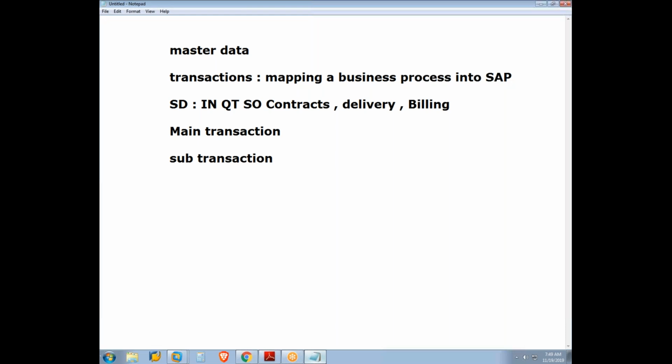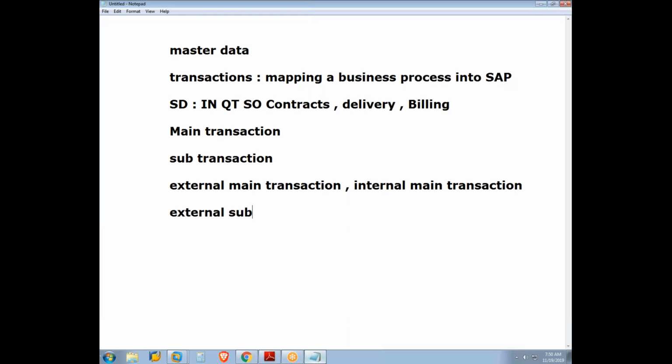Again, in the main transaction and sub transaction, there are two types. One is the external main transaction, and then you have the internal main transaction. Likewise, you have the external sub transaction, and then you have the internal sub transaction.